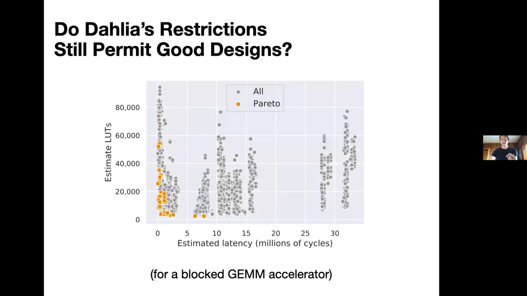So to ask that question, we did a gigantic design space exploration for a couple of benchmarks, to see whether Dahlia's type system accepted not just arbitrary designs, but good designs in some sense. What I'm showing you here is 32,000 different configurations of a blocked matrix multiply accelerator designed in Dahlia.